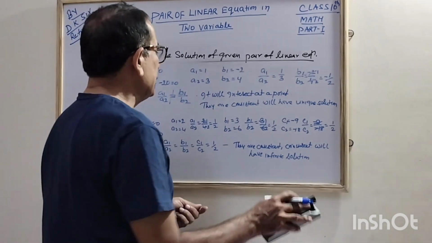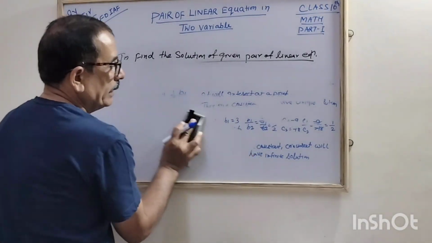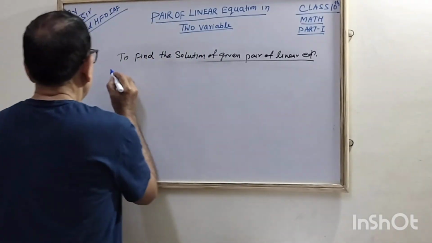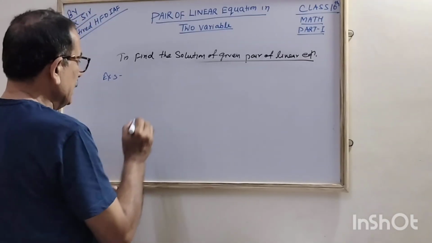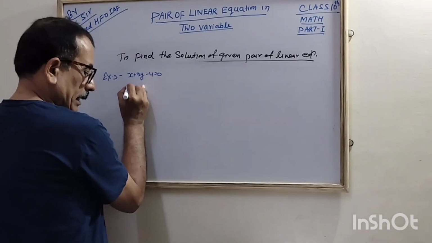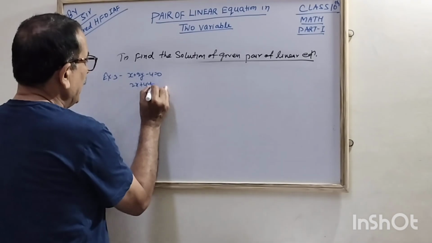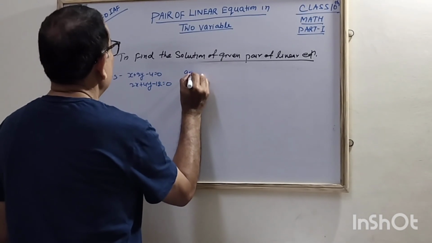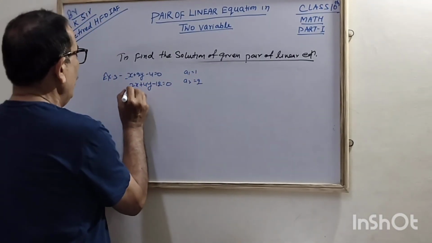The next, the third type. Example number 3. The equations are x plus 2y minus 4 is equal to 0, and the other is 2x plus 4y minus 12 is equal to 0. Here we find that a1 is equal to 1 and a2 is equal to 2. Correct?